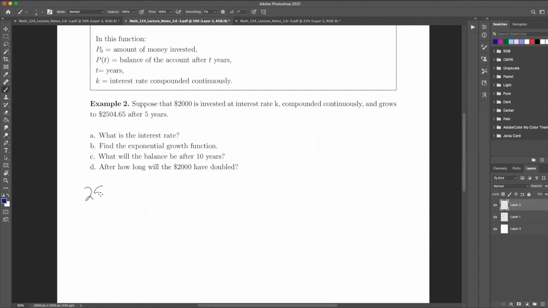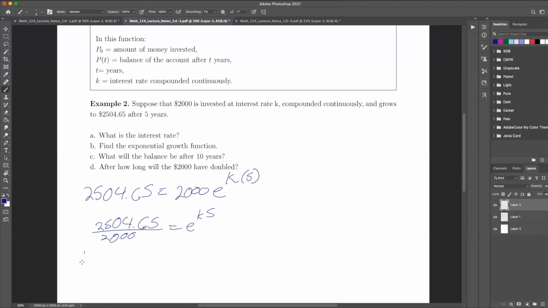So we know it's $2,504.65 after 5 years. We know we put in $2,000. We don't know what our interest rate is, but we know how much time passed, 5 years. And so we just solve this for k. Well, how do we solve this for k? Well, you just divide these two. So I'm going to divide this by this. And so I'll have e. So remember what our goals were. We want to put the exponential on one side and everything else on the other. So here we just do this, e to the k5.